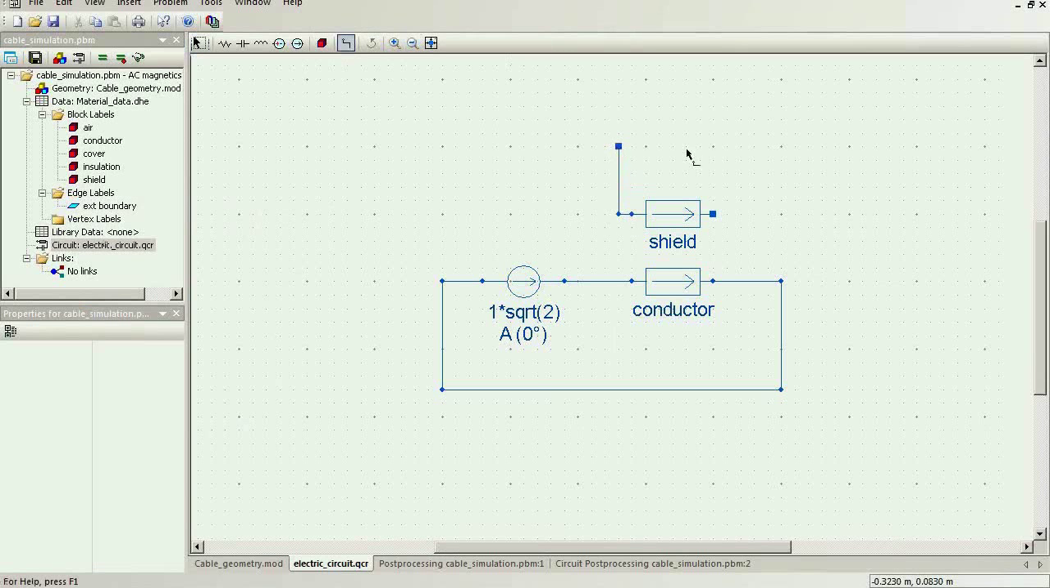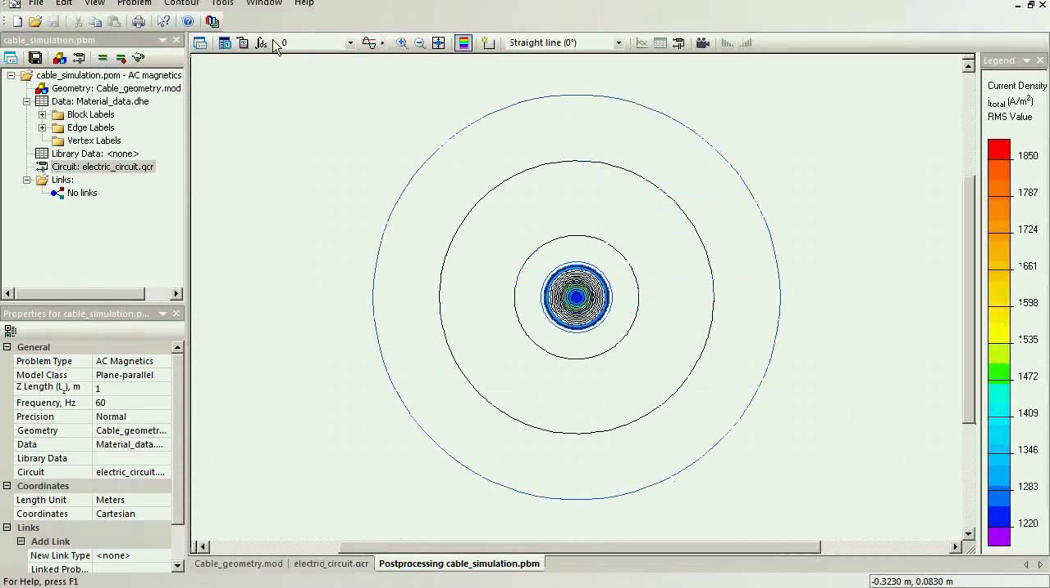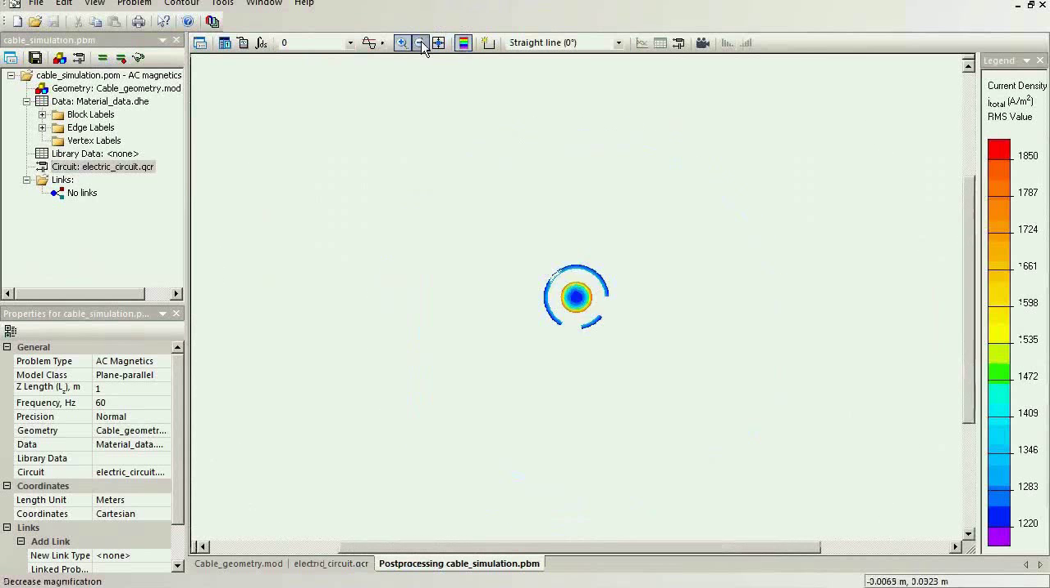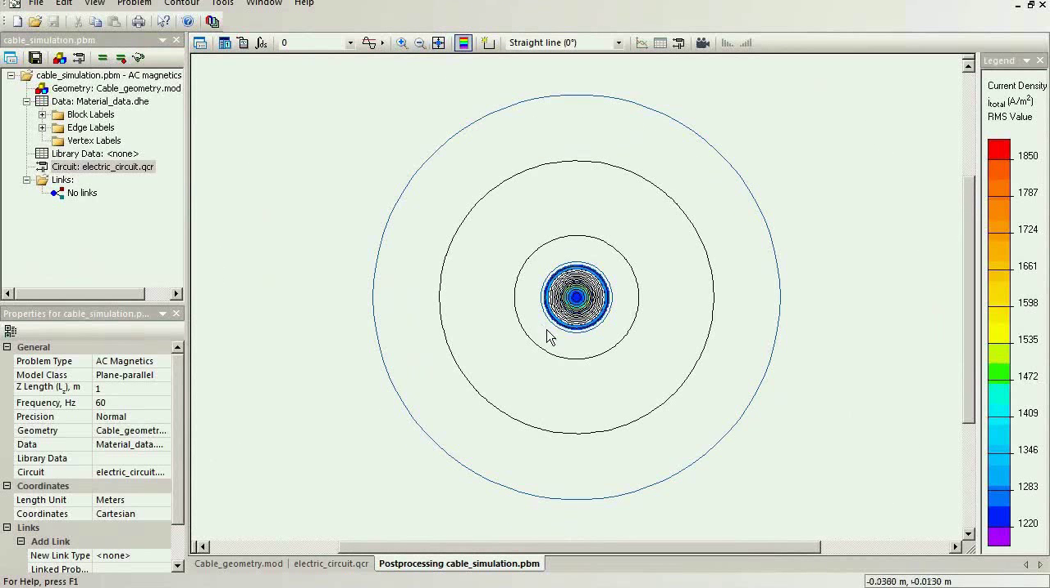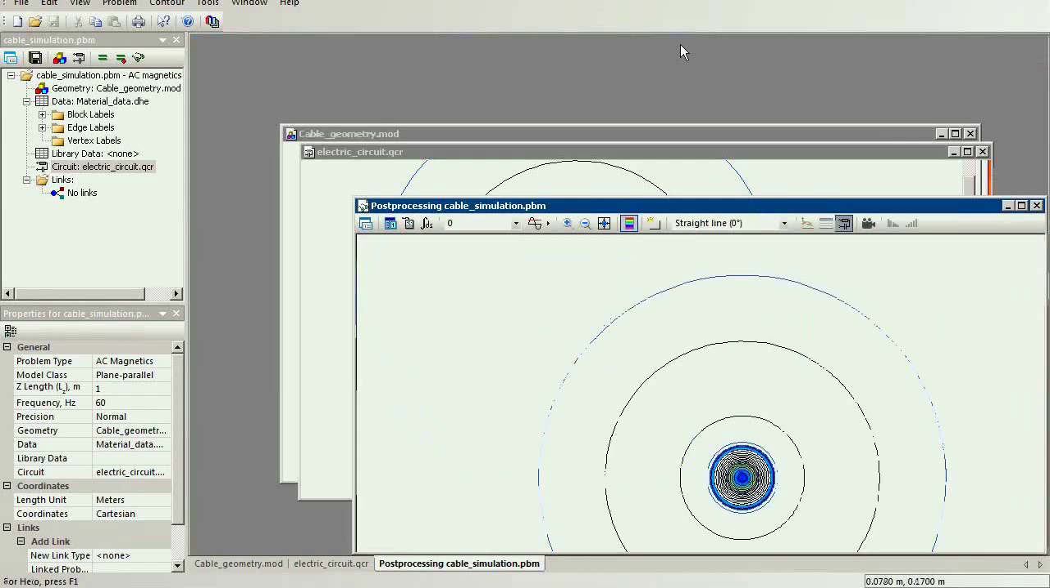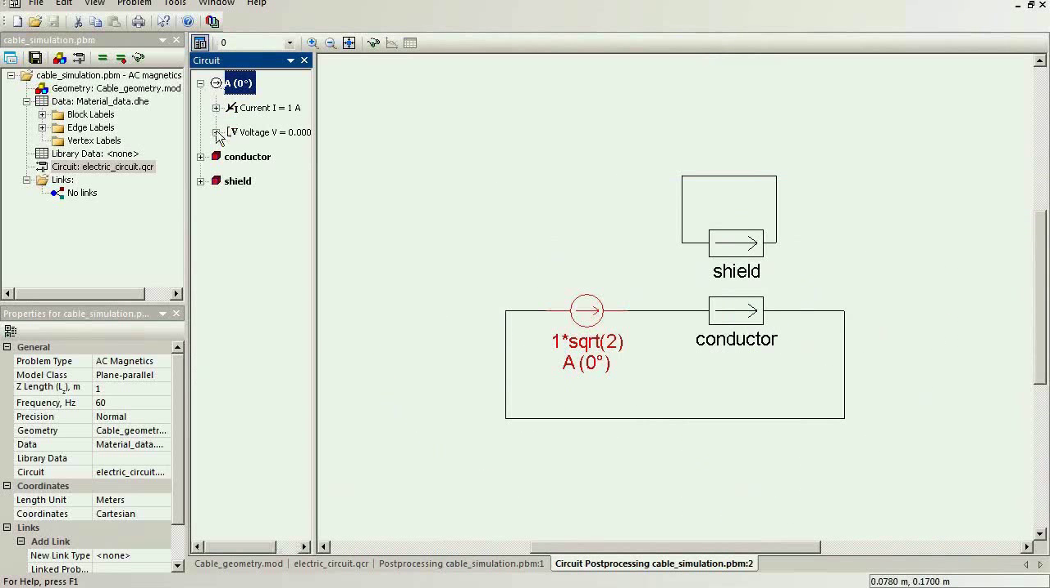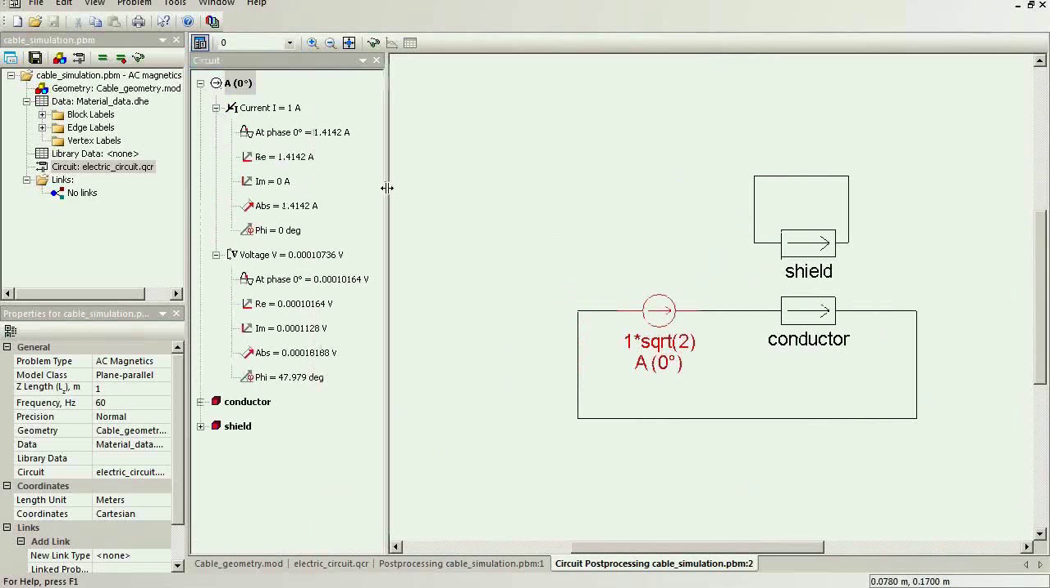And QuickField allows you to repeat the same test with different conditions. For example, you can ground the shield on both ends, run the simulation. You may note now that the shield screens the cable magnetic field. And again, you can measure the voltage drop and the reactance and the resistance of the cable with the grounded shield.